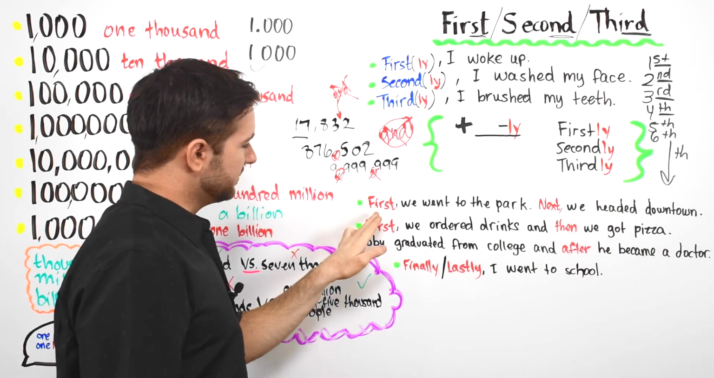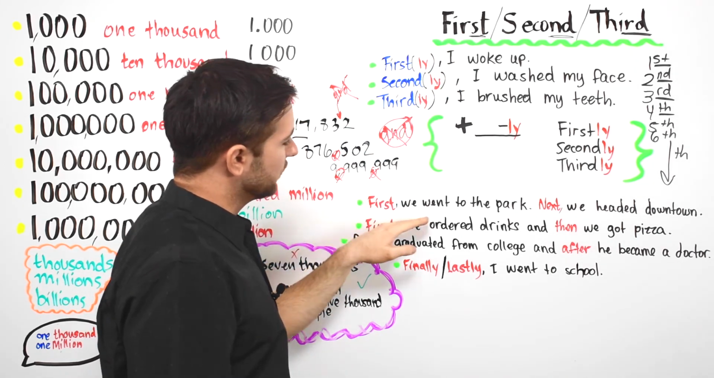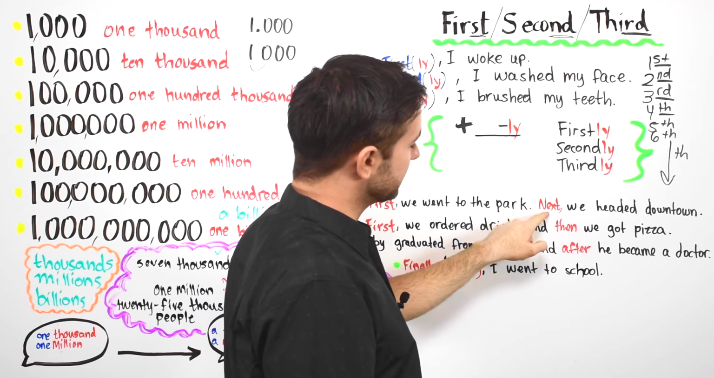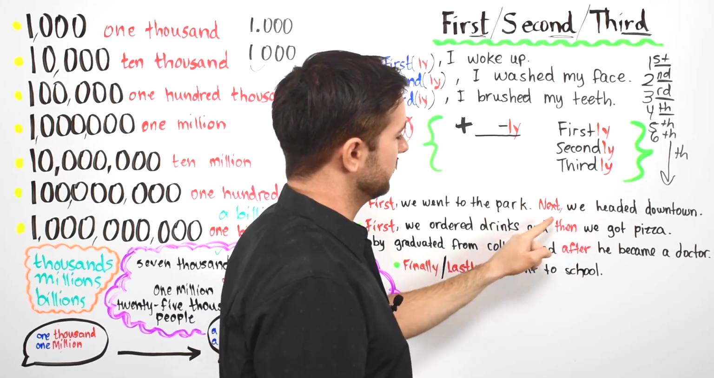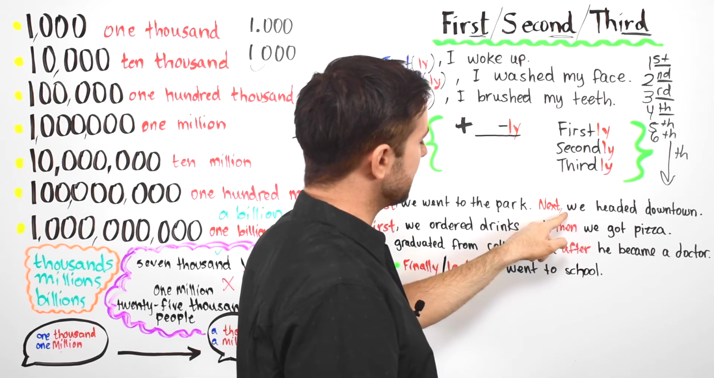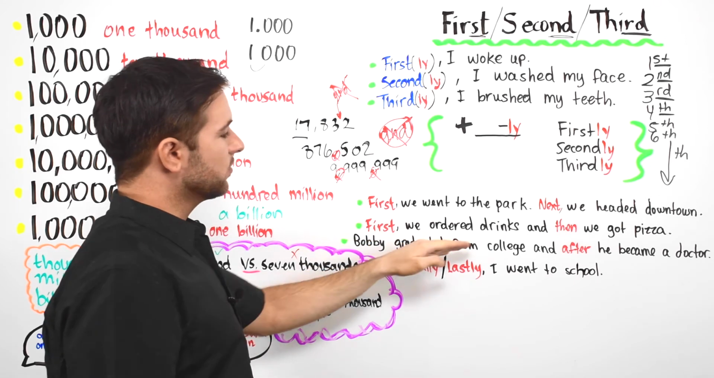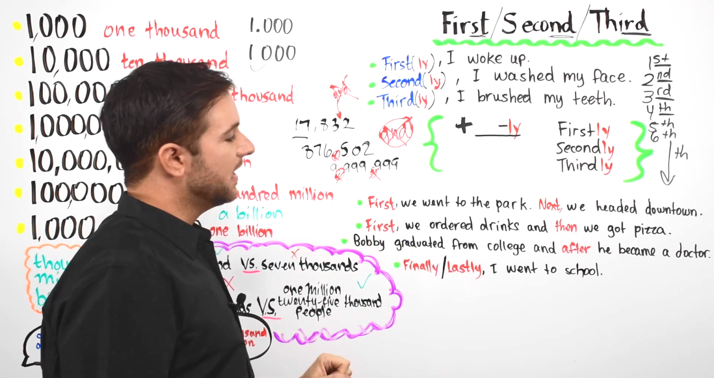So you can see we have first in the beginning. It always comes in the beginning. First we went to the park. Next, it comes after first. We headed downtown. We went downtown. Next, you have a comma after it, okay? First we ordered drinks. And then we got pizza.